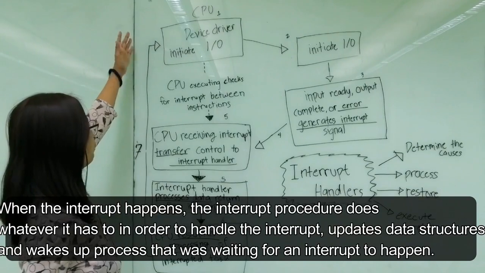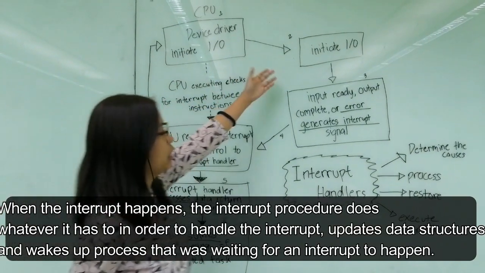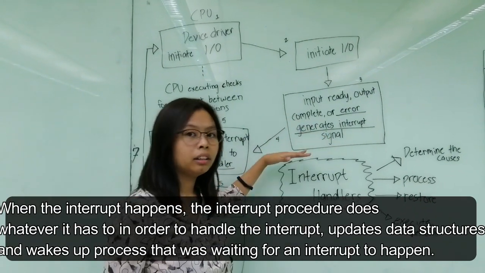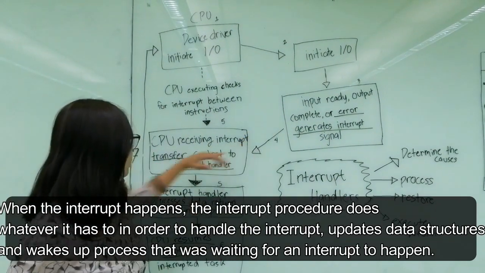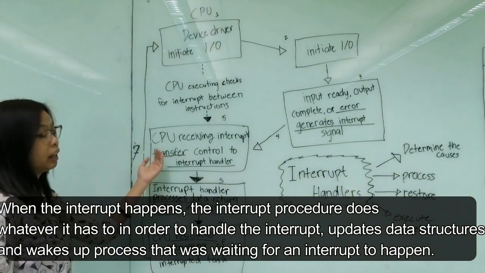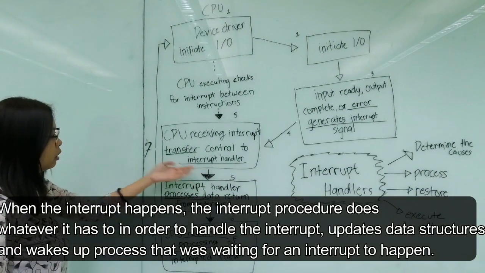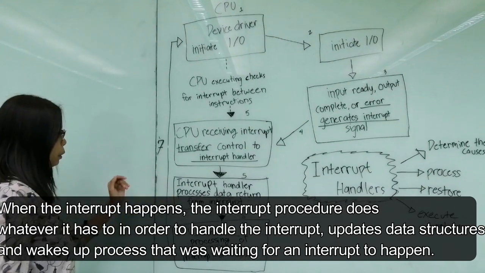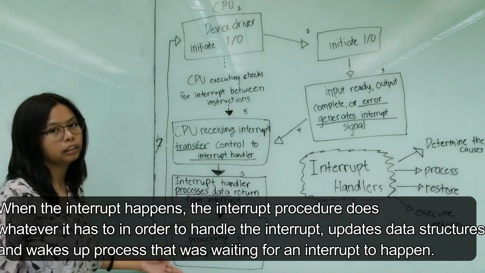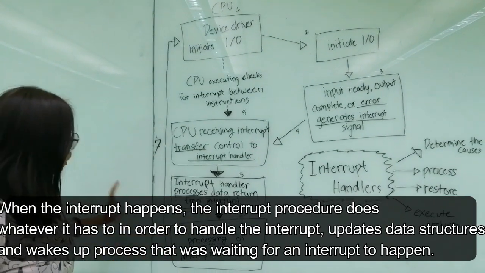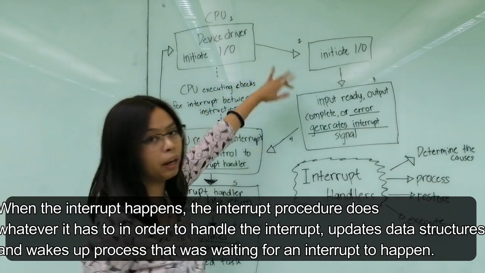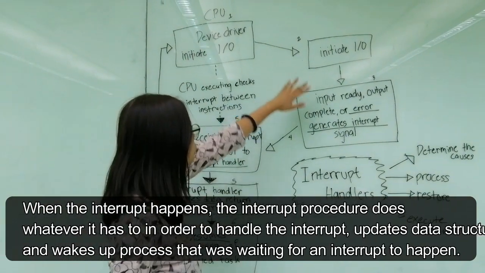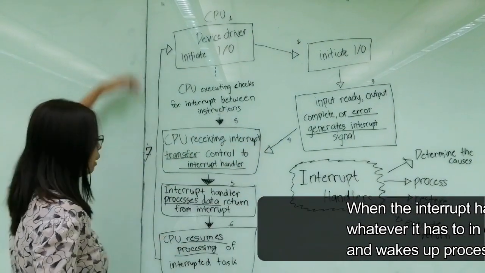First, the device driver initiates an I/O, where an interrupt is generated. When an interrupt is generated, it will be detected by the CPU, then transferred to the interrupt handlers, where the interrupt handlers will process the data. After that, it will go back to the CPU and resume the processing. Every time the CPU detects an interrupt, it will just go back and forth again. It's a cycle.